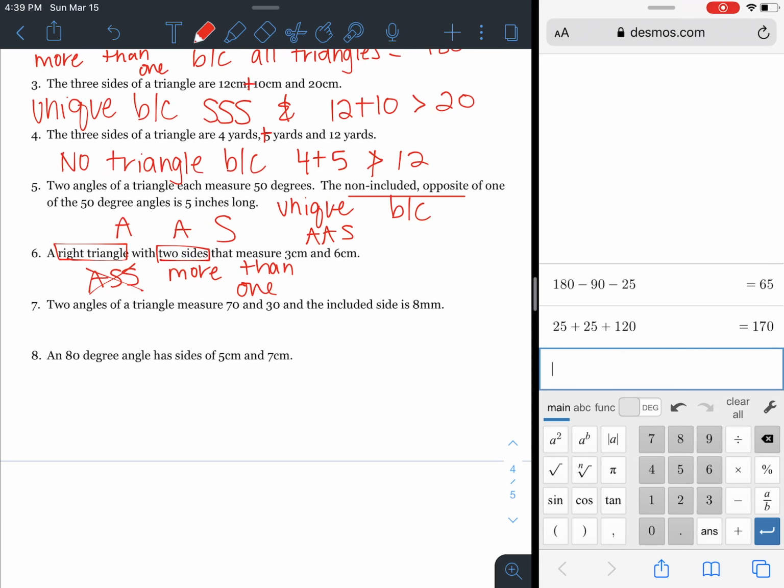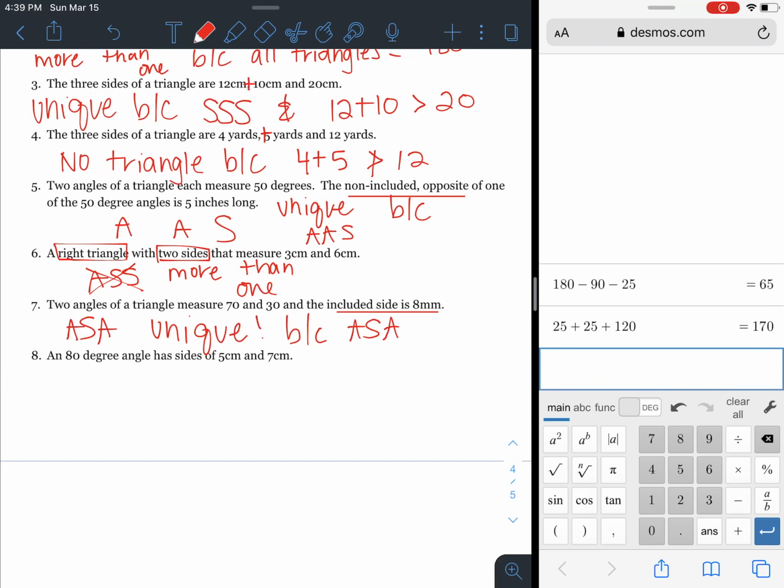Number 7, 2 angles of a triangle measure 70 and 30. Angle, angle, and the included side is 8, ASA. So that one's unique. And it would be because angle, side, angle.